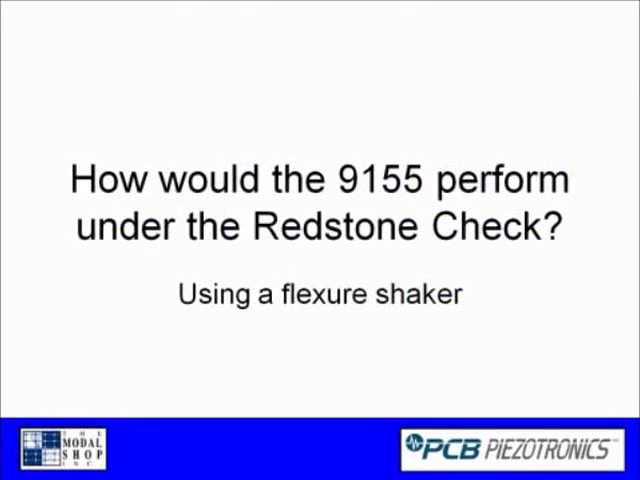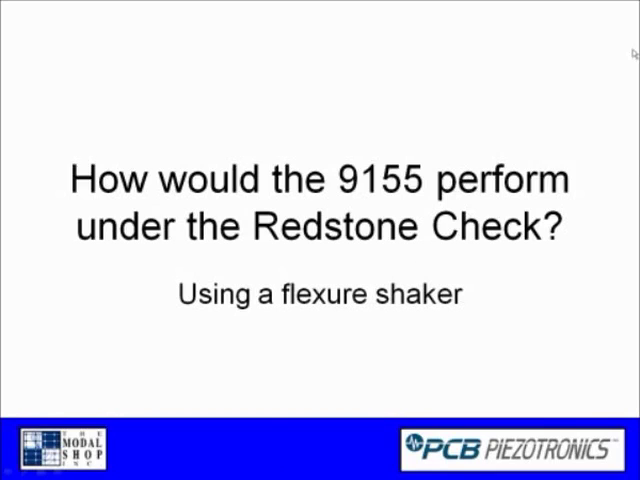So today we're going to play scientist. We have this documented method for determining uncertainty. It has a claim of doing a good job. And now we're going to take that data and we're going to validate it on our own system and see what happens if we were to perform the Redstone check on the 9155 system using a flexure shaker.